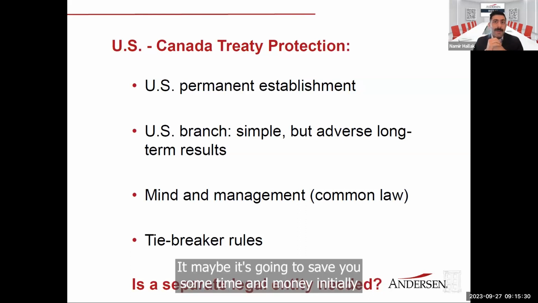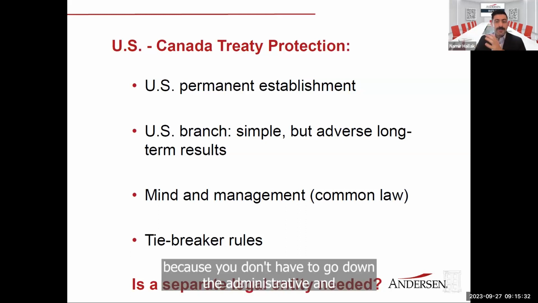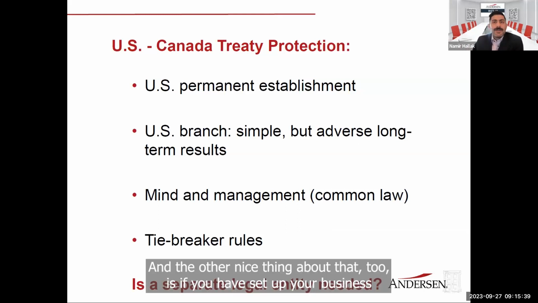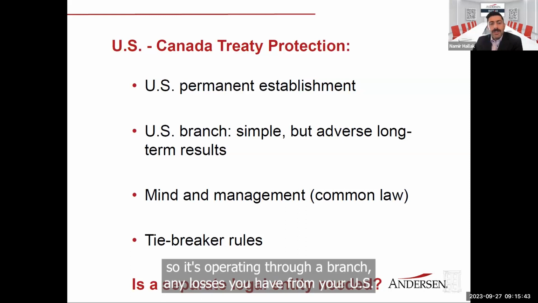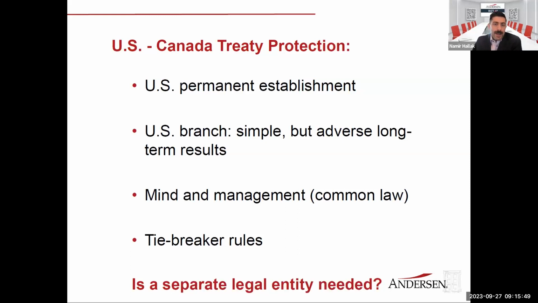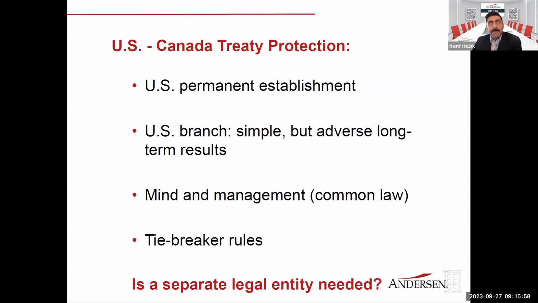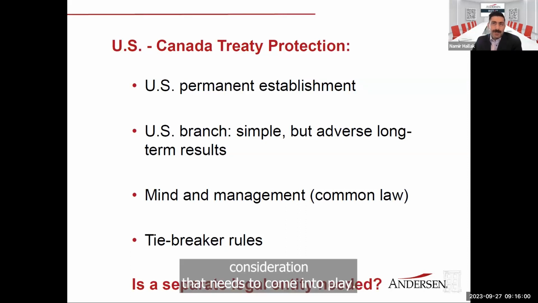Maybe it's going to save you some time and money initially because you don't have to go down the administrative and maintenance costs of setting up a separate legal entity. And the other nice thing about that too is if you have set up your business in the US, operating through a branch, any losses you have from your US business can also be used to offset your Canadian company's income. Now, that sounds great initially. The issue with that is there is a short-term and long-term consideration that needs to come into play.